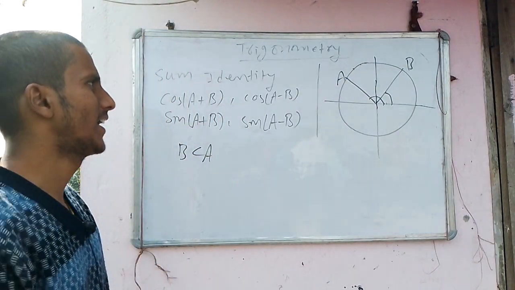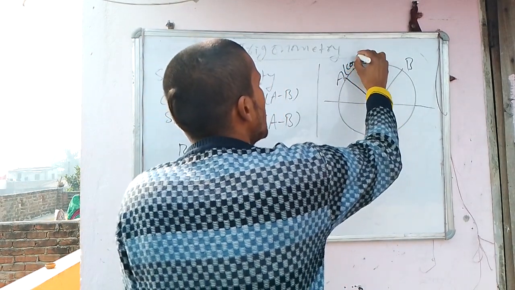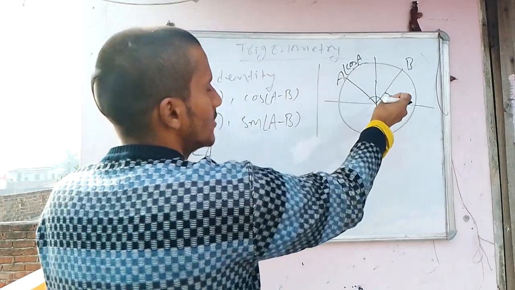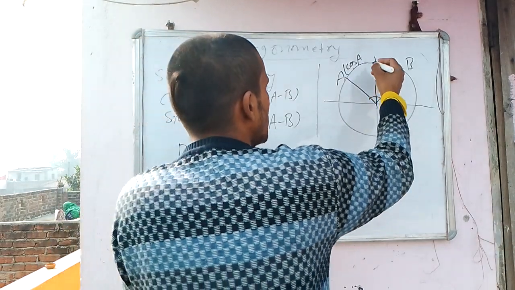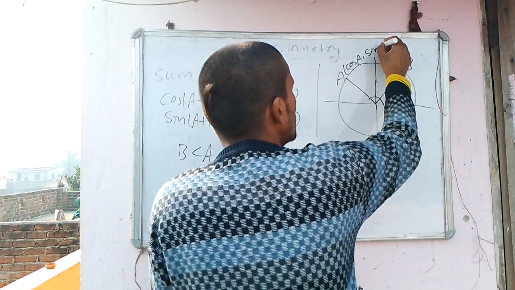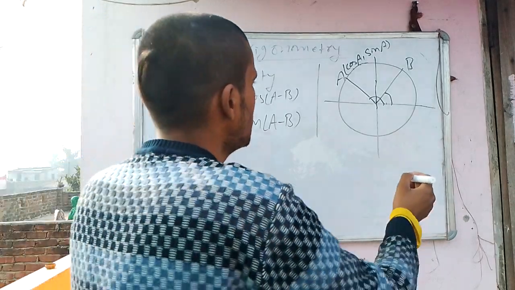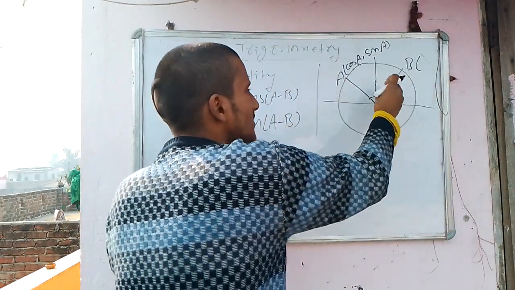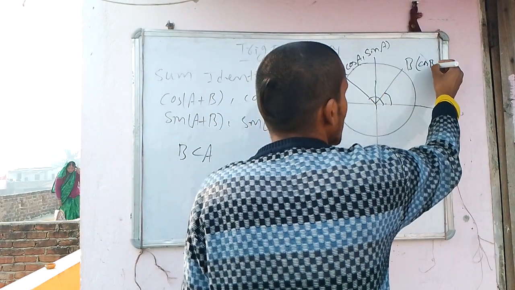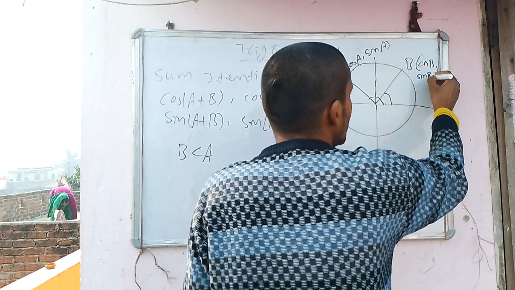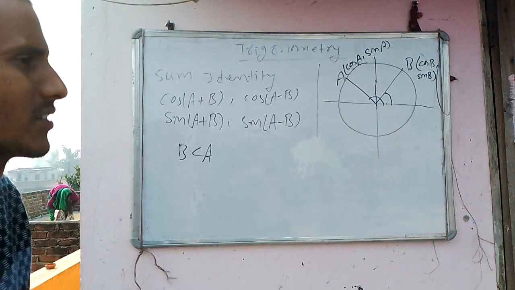And the coordinates of A are going to be what? Cosine A, because we call this angle A. So the coordinates are cosine A, comma sine A, because we know it's a unit circle. And this is going to be cosine B, comma sine B, because this angle is B. Till here it makes perfect sense.